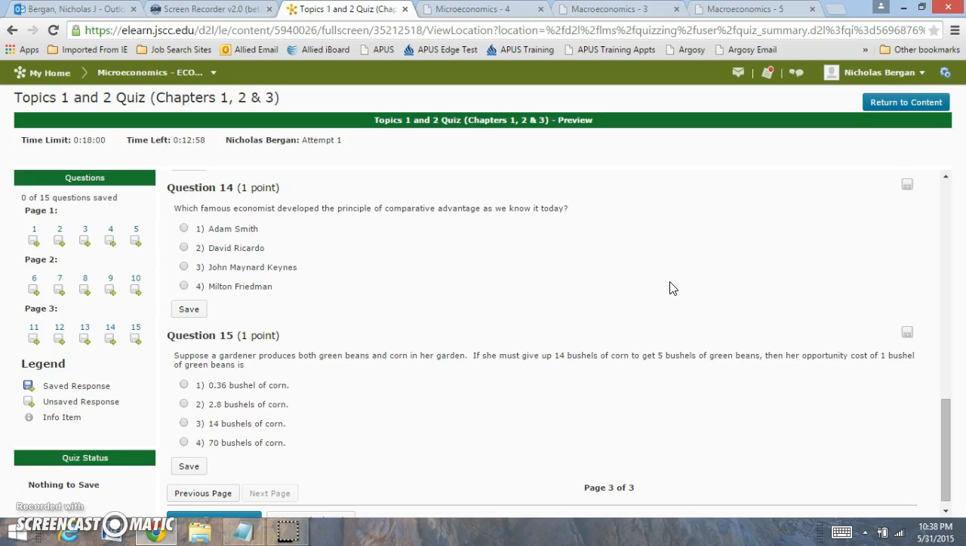Question 15, suppose a gardener produces both green beans and corn in her garden. She must give up 14 bushels of corn to get 5 bushels of green beans. So now you want to do this ratio, 14 bushels of corn over 5 bushels of green beans equals x over 1 green bean. So you want to solve for x. If you do the cross multiplication, you'll get the calculation of this right here.